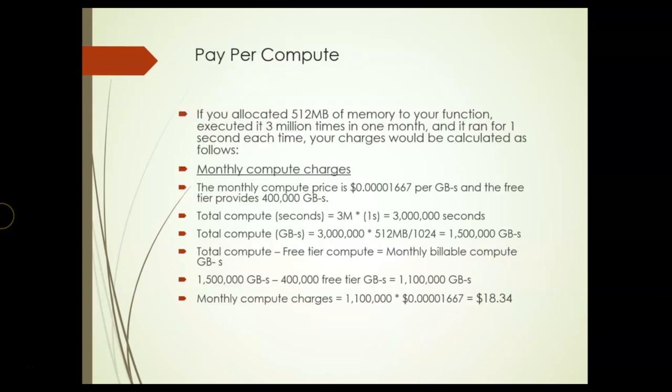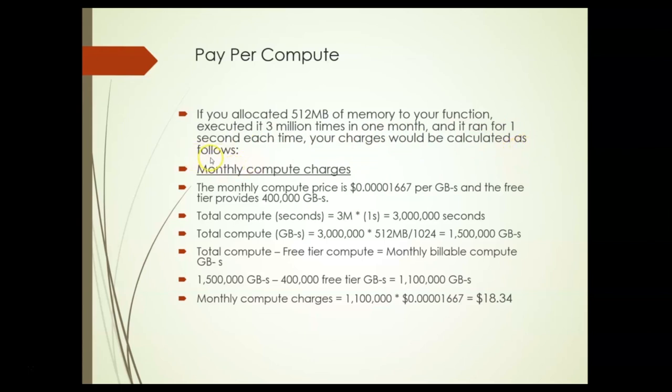So this is the last topic, guys. In this topic, what we will try to understand is why it is so cheap and how the calculation is done. This is from AWS actually. What it says is, if you have a program of 512 MB which is executed 3 million times in 1 month and it ran for 1 second each time, your charges will be calculated as follows.